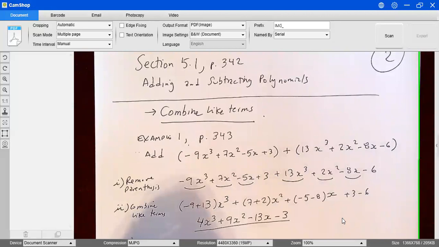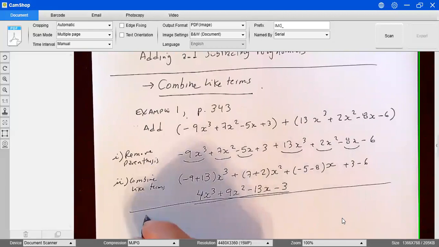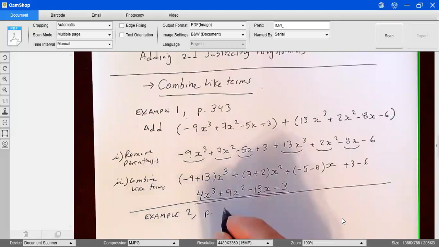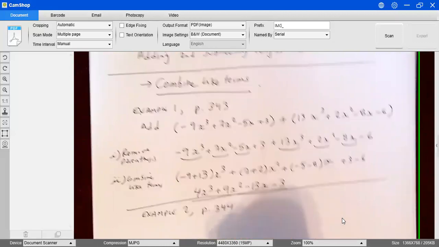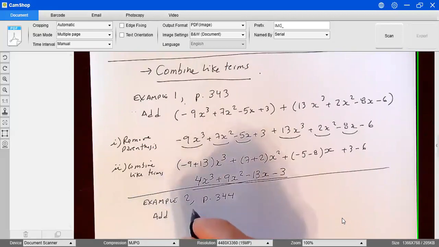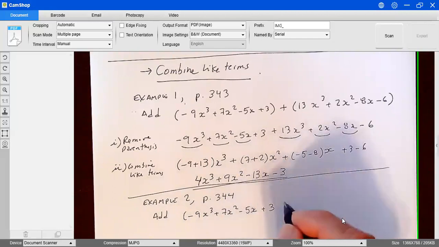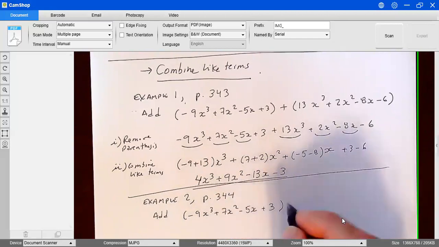So that's example 1. So let's work one more example. So we have example 2 on page 344. So we're going to add again two polynomials. The first one is going to be negative 9x cubed plus 7x squared minus 5x plus 3. That's the first polynomial. That's the reason of this parenthesis.